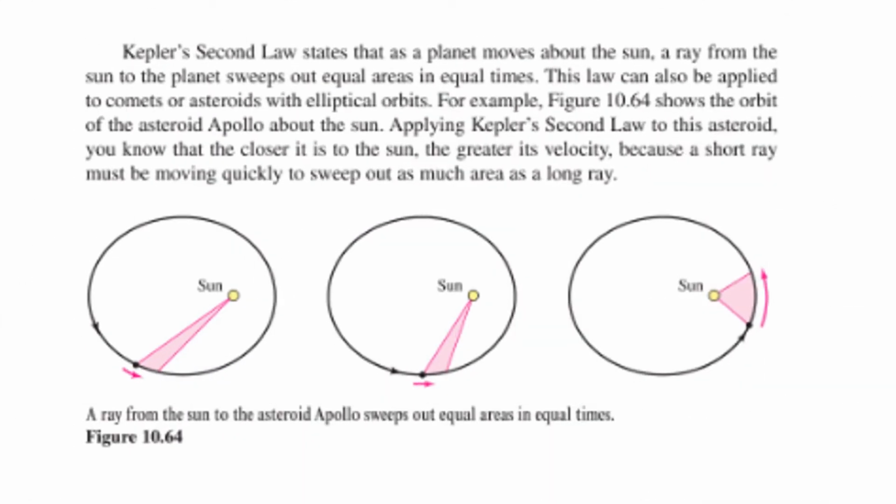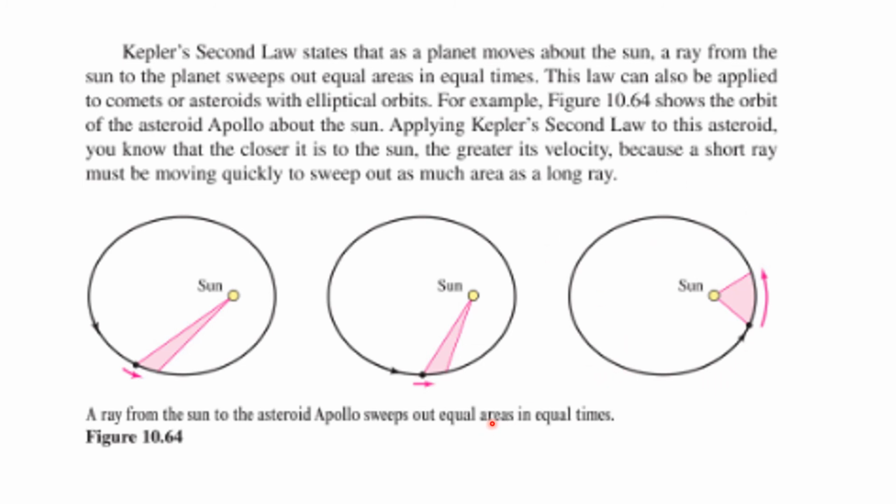Kepler's second law states that as a planet moves around the sun, a ray from the sun to the planet sweeps out equal areas in equal time. So when you're a long way from the sun, you're going slower, because this area has to be the same as this area. But the only way that can happen is if this speed is slower than this speed. So you see it starts going faster here, then it's slower, slower, slower, then it goes faster, and so on and so forth.